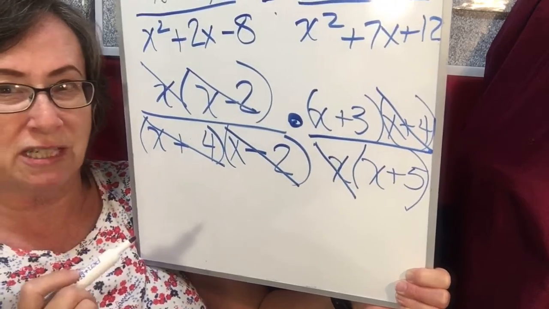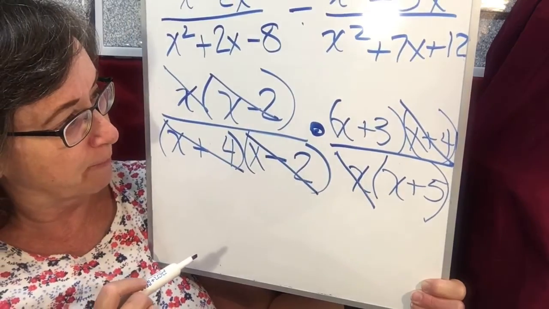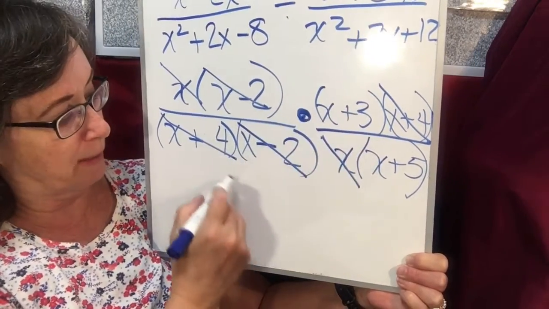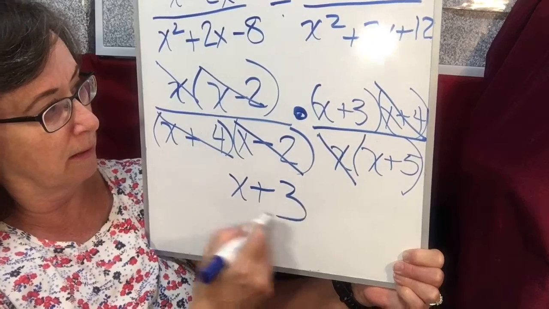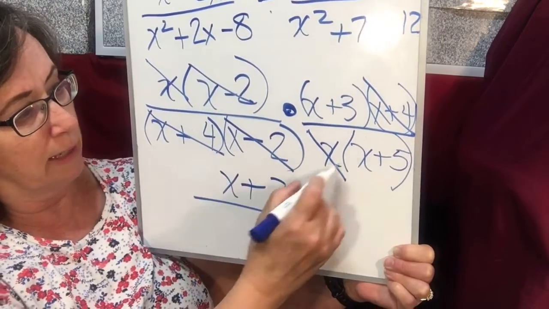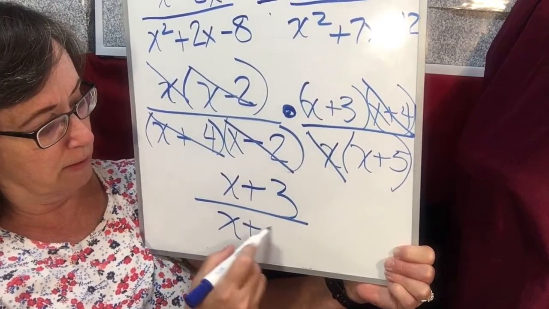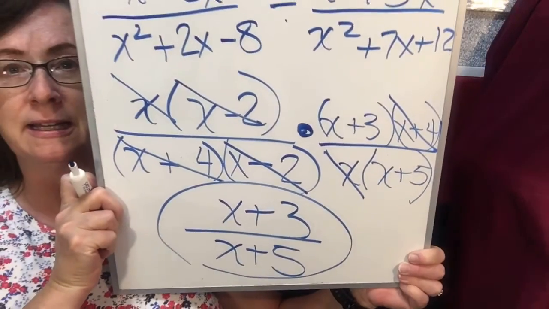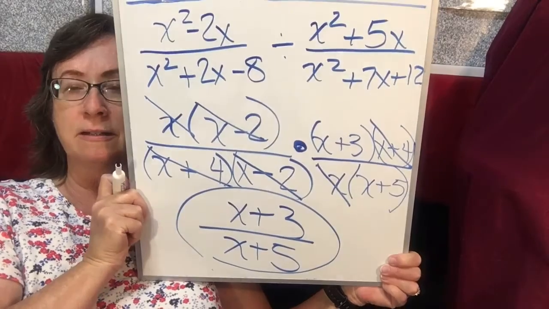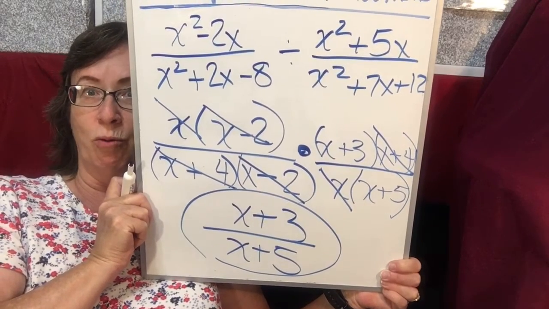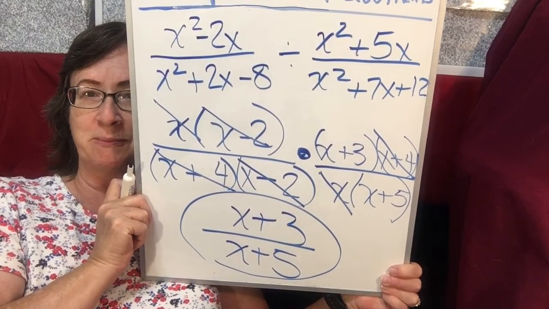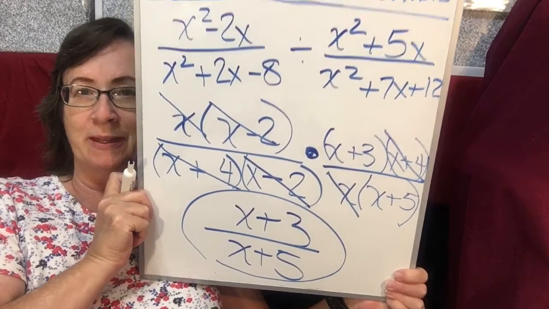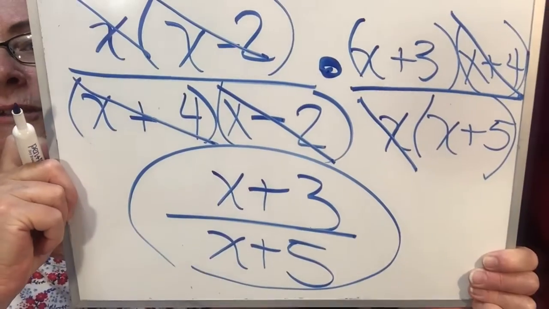I should have used a different marker, and I forgot to do that. But you can see that we have an x plus 3 on the numerator and an x plus 5 on the denominator. So that is our answer. Let me see if you can get to see the whole thing in one fell swoop. Okay, and then I'll move in closer so you can see that answer.